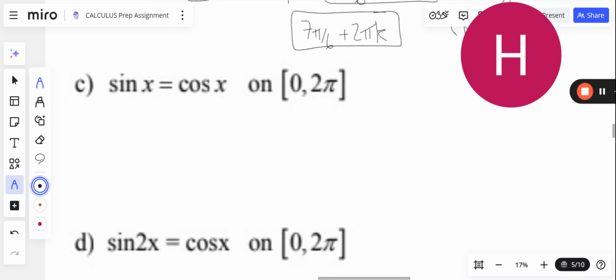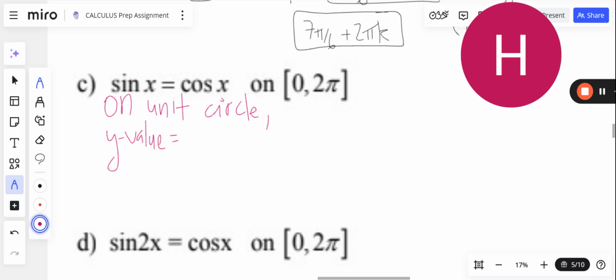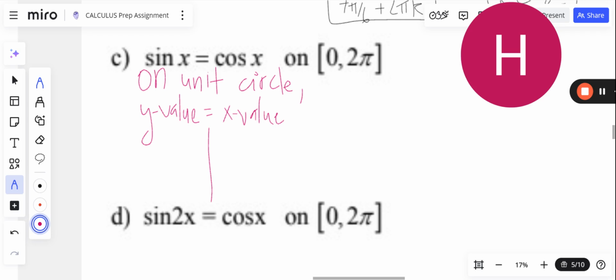Let's look at something that's going to require some algebraic technique. Now, if you're really familiar with the unit circle, this will require no algebraic technique, because what this basically says is, on the unit circle, the y value is equal to the x value, because sine of theta is the y value on the unit circle, and cosine of theta is represented by the x value on the unit circle. So if you know that they have to be the same, there's really only two positions where that could be.